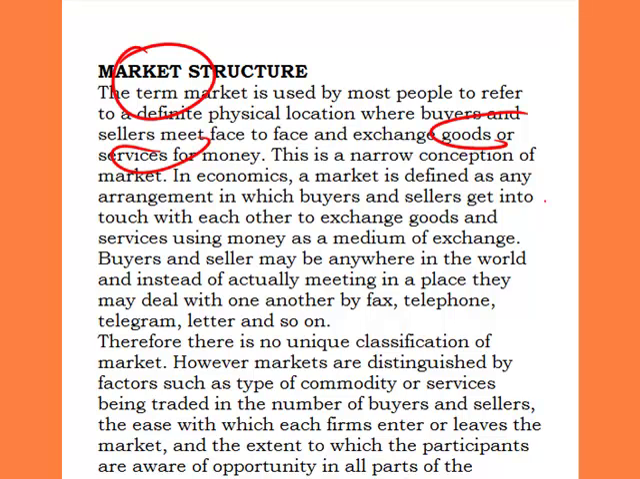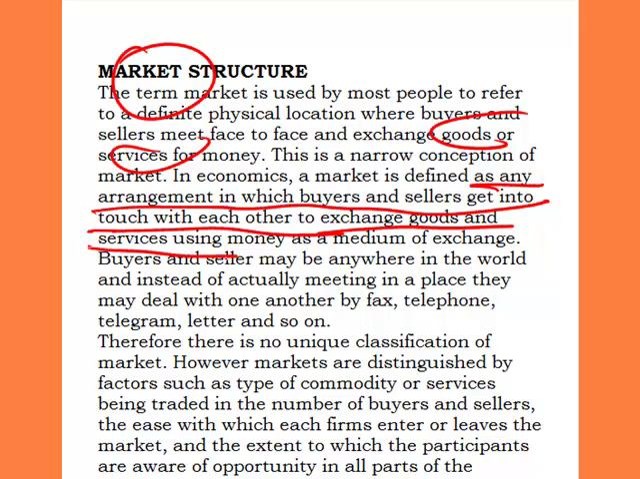Market is defined as any arrangement in which buyers and sellers get into touch with each other to exchange goods and services using money as a medium of exchange. What we are saying is that any arrangement whatsoever, either on phone, on computer, on the net, in a particular location or anywhere, so far as there is contact between the buyers and the sellers for the purpose of exchange of goods and services using money, the market is in place already. It is not only a particular location, rather it is any arrangement whatsoever. It can be on the water, it can be anywhere. Once there is contact between a willing buyer and a willing seller, then the market is in place.